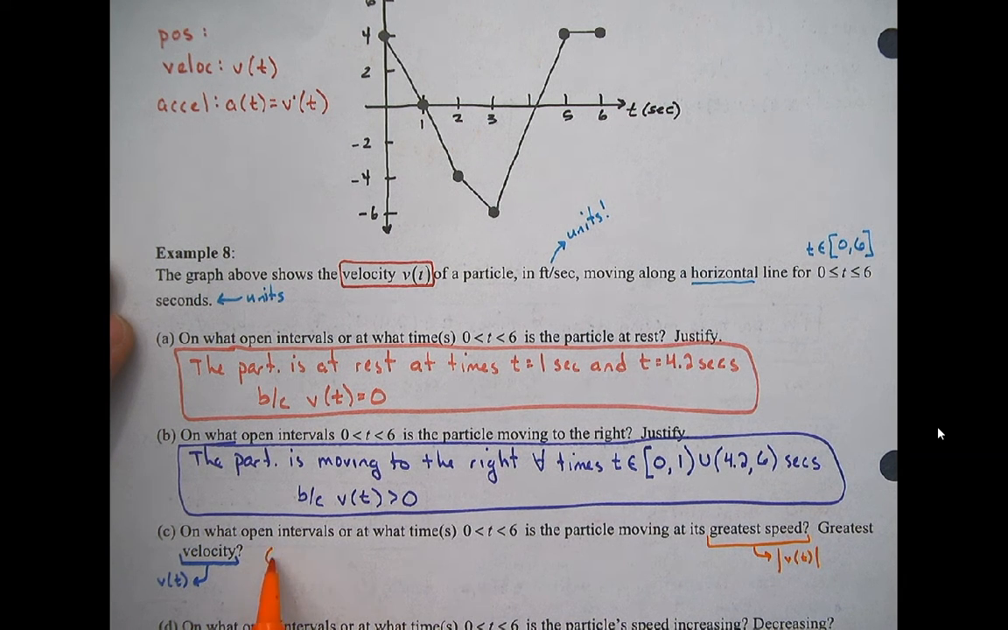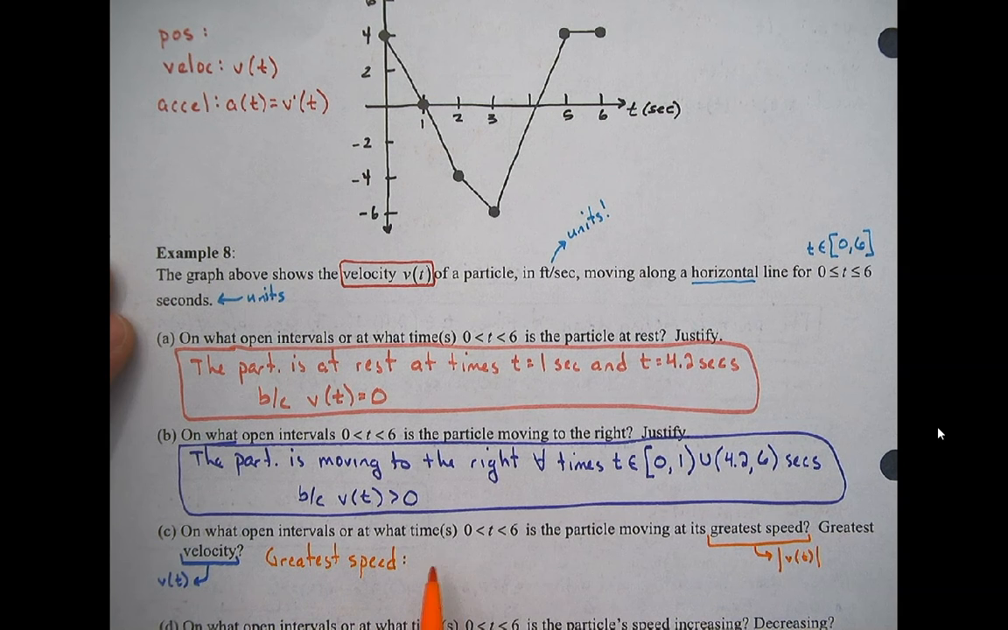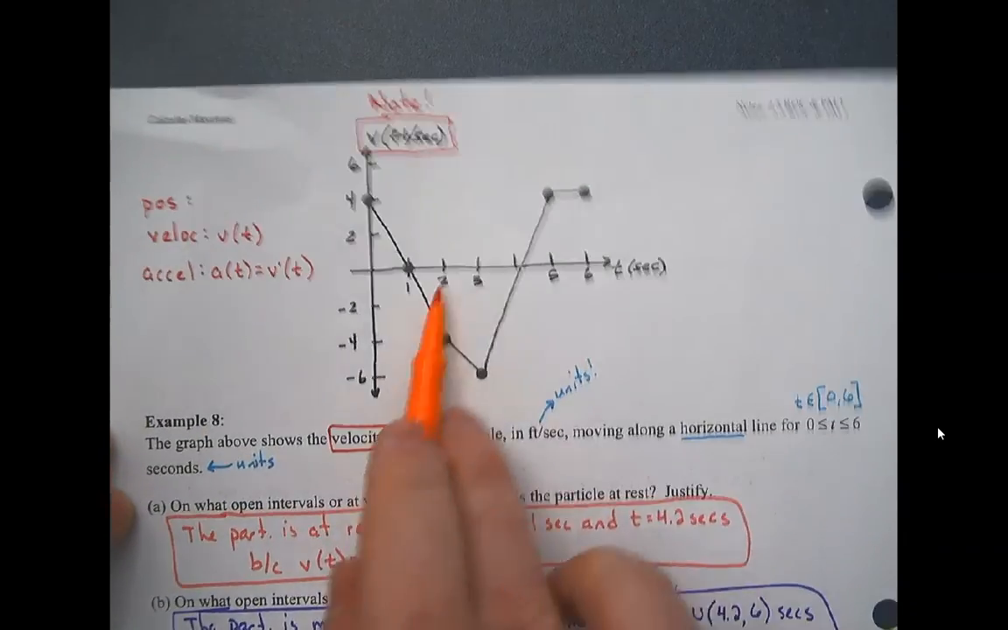Greatest speed is at time t equals, when was it? 3 seconds.